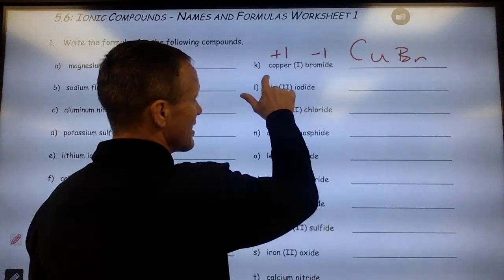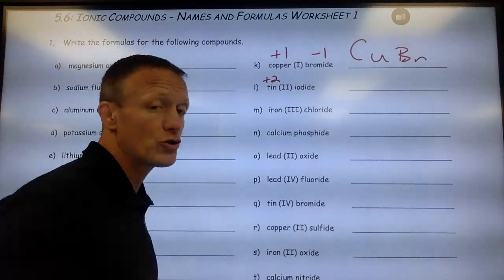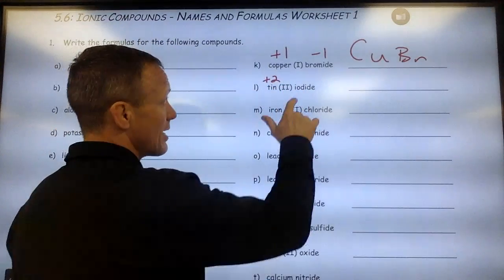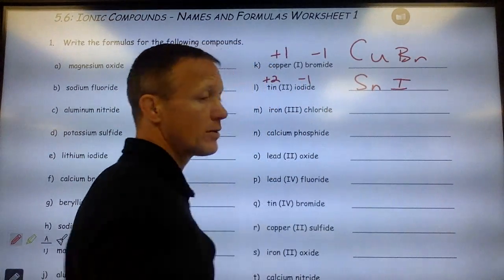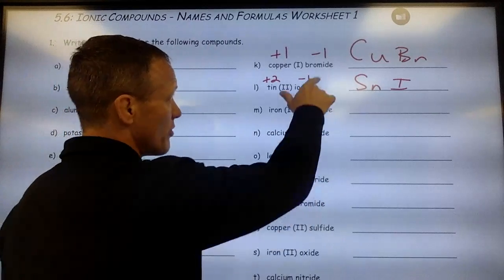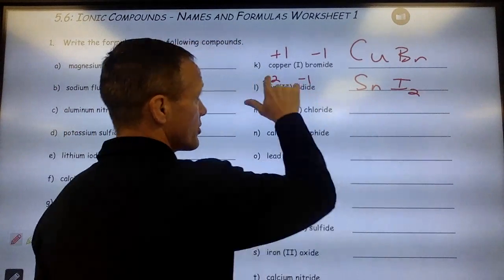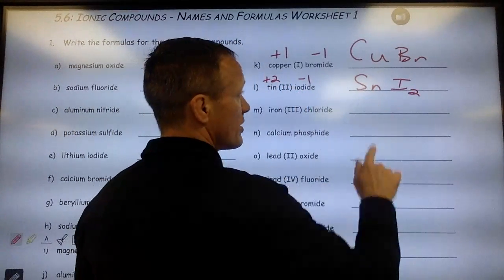Tin here, that 2 means that tin has a +2 charge. It does not mean there are 2 atoms of tin. Iodine is a -1 charge. So I need to double the iodines, or you're flipping your numbers. I need 2 iodines, 1 tin.